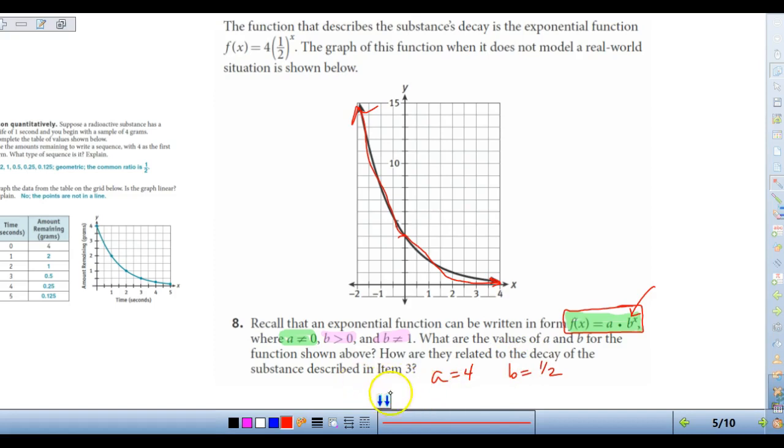So how are they related to the decay? This is the start amount, and since it's a half-life, it keeps dividing in half.